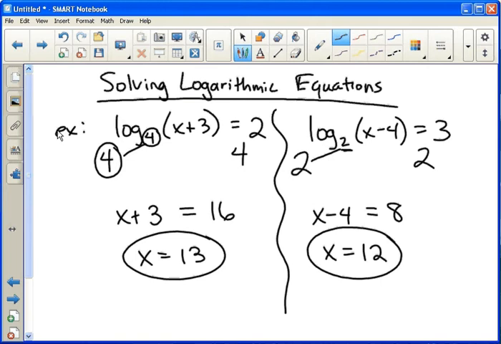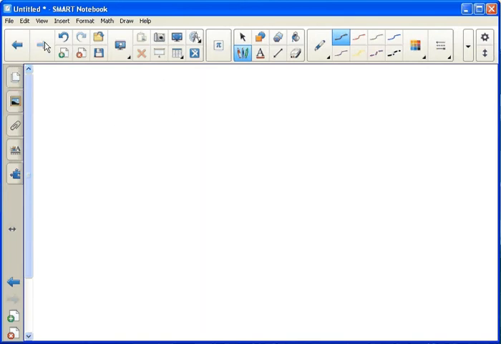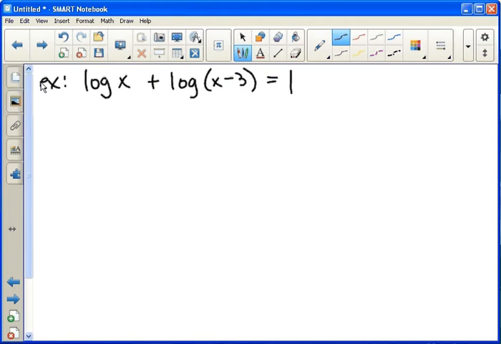Alright, now we got those down pat. Let's look at one that's a little more difficult. Let's do log of x plus log of x minus 3 equals 1. So remember those properties we learned? They're about to come in handy again. Okay, we can't use an exponent right now. We can't make both sides exponents and have it cancel anything out because we have two different logs being added together.